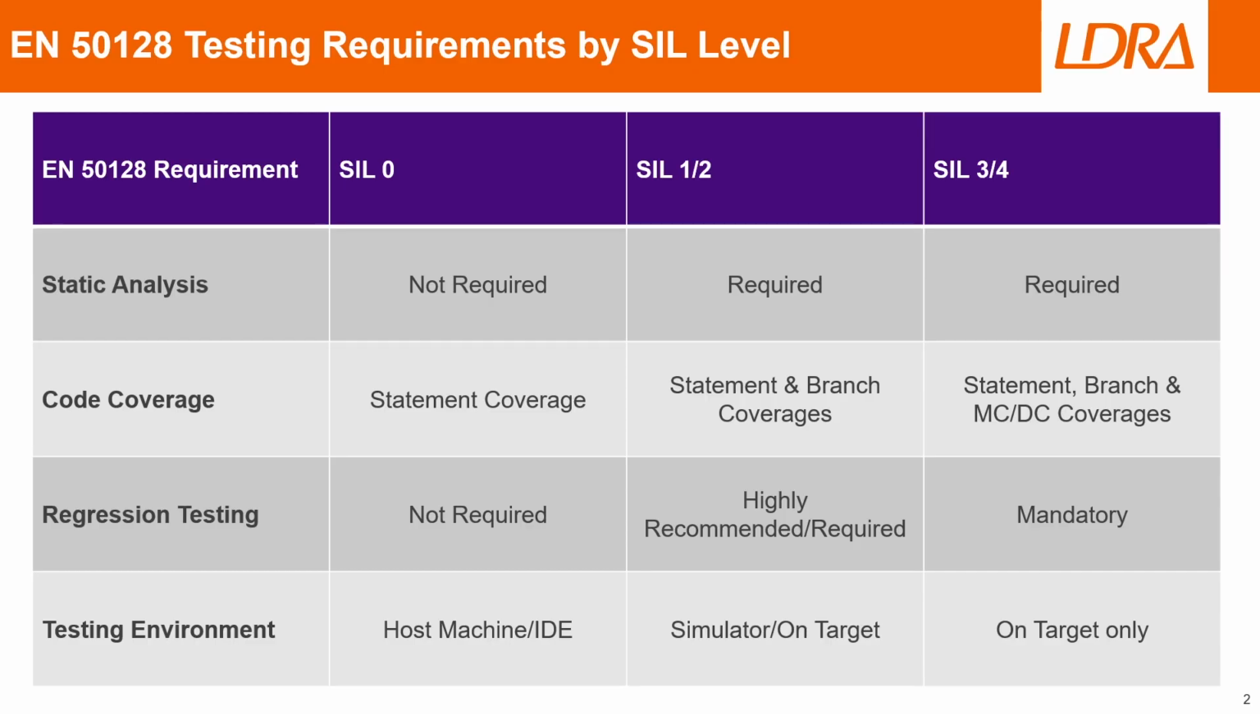Next up is regression testing, also known as unit testing. For SIL 0, this is not required. It's completely optional. But for SIL levels 1 and 2, it's actually highly recommended or required depending on if you are SIL level 1 or SIL level 2. And for SIL levels 3 and 4, of course, it's completely mandatory. There's no way around it there.